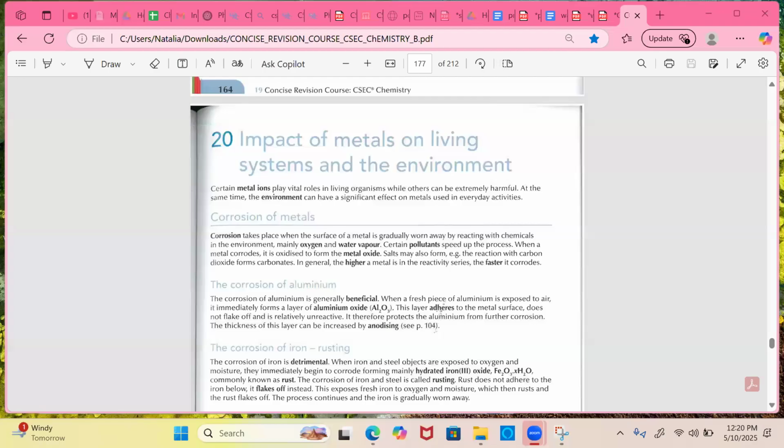All right, so we're going to be doing the impact of metals on living systems and the environment. Certain metal ions play a vital role for living things while others are extremely harmful. So first we're going to talk about corrosion.